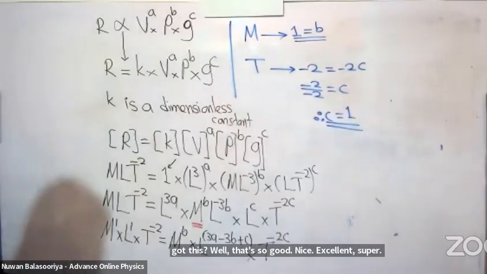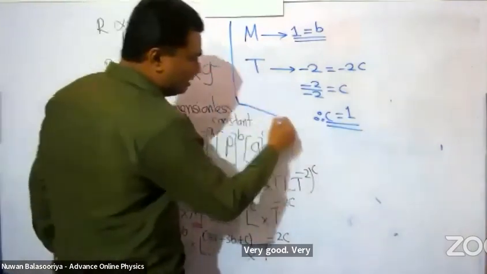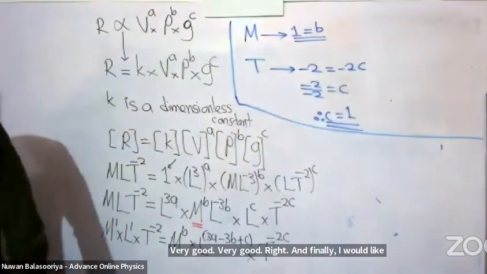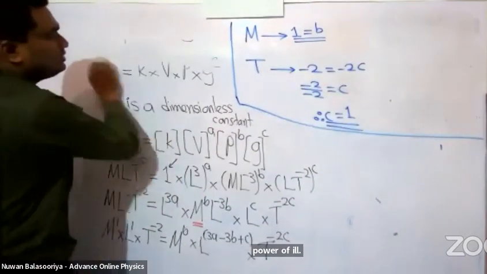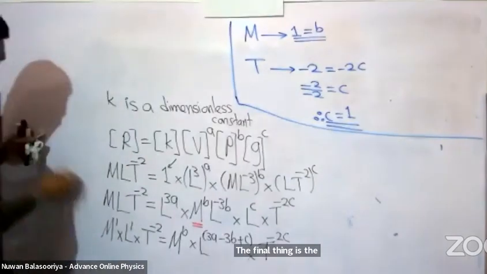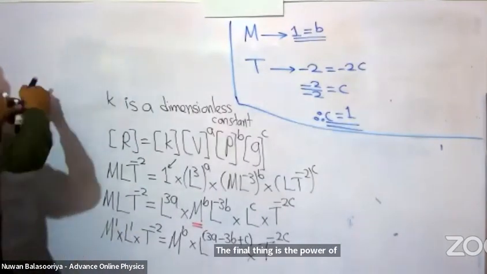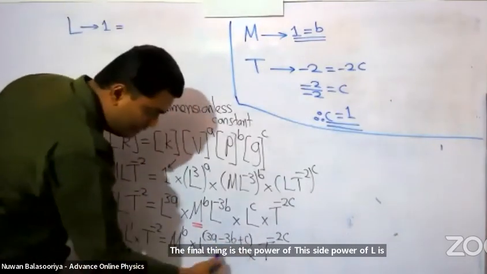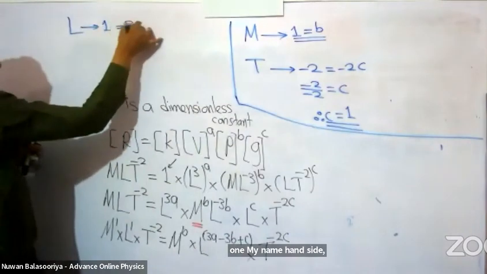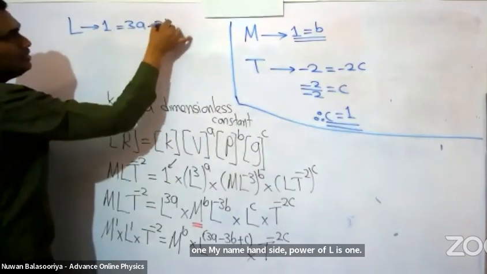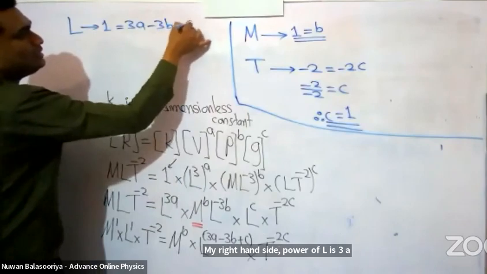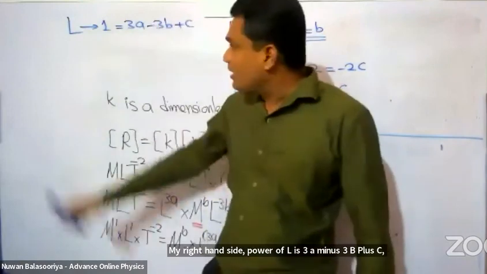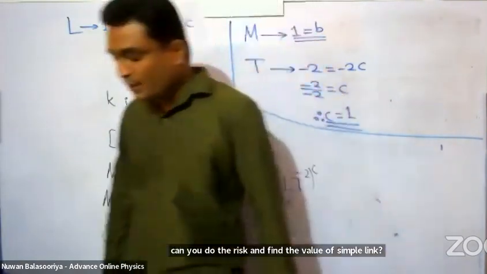Very good. Right. And the final thing is the power of L. On my left hand side the power of L is 1. On my right hand side the power of L is 3A minus 3B plus C. Can you do the rest and find the value of A? Simplify and find the value. Everybody please try.